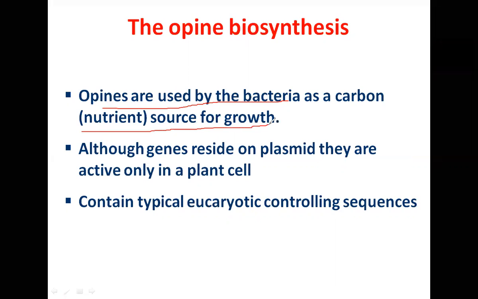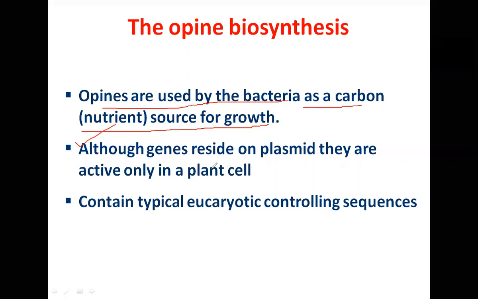Agrobacterium utilizes these opines depending on what opine it makes the plant cell synthesize, depending again on what type of gene it is carrying: octopine, nopalin or agropine. But whatever opine is being synthesized, that is exclusively utilized by the bacterium for its growth and development. Though it is being synthesized in the plant cell, utilizing plant resources, utilizing the plant machinery, it will be exclusively utilized by the bacterial cell for its growth and development. In fact, bacteria use it as a source of carbon.